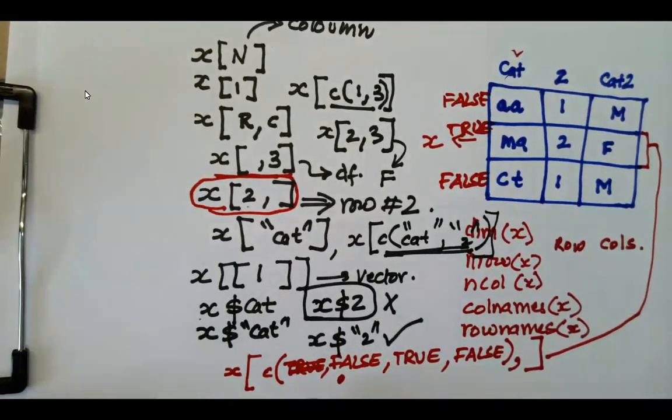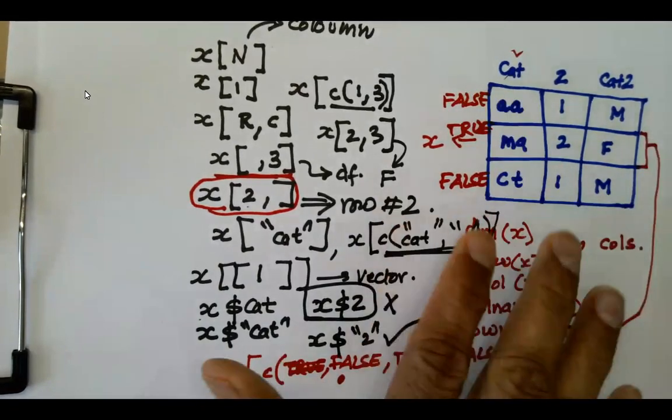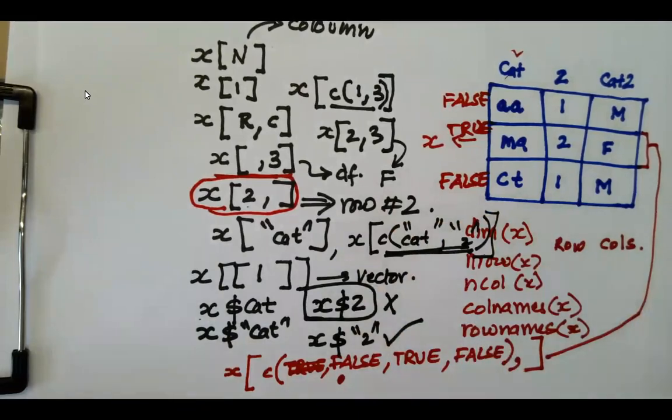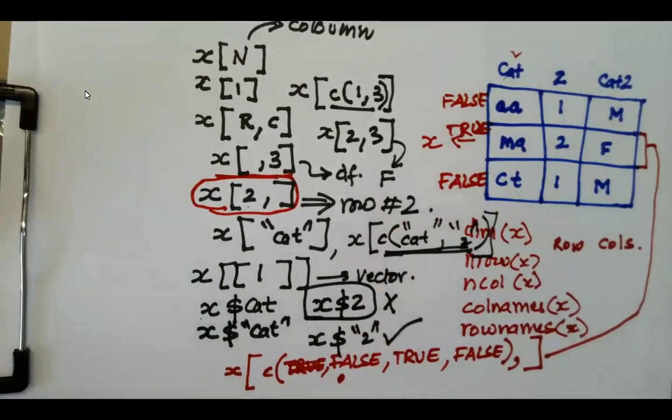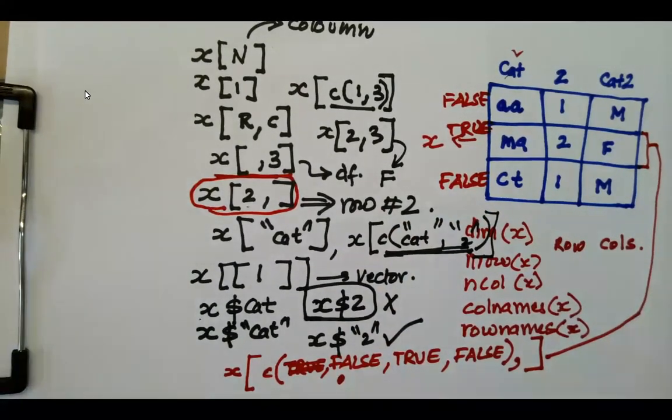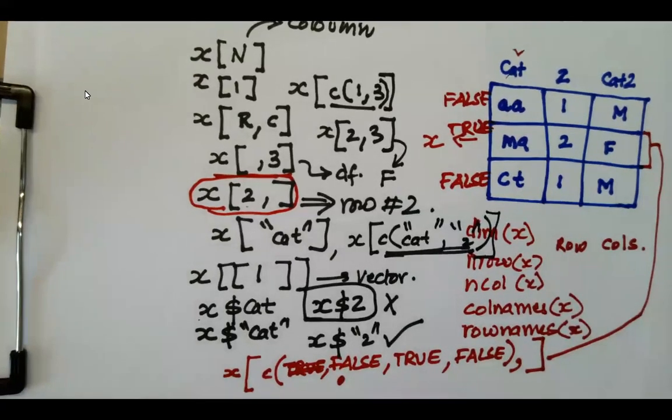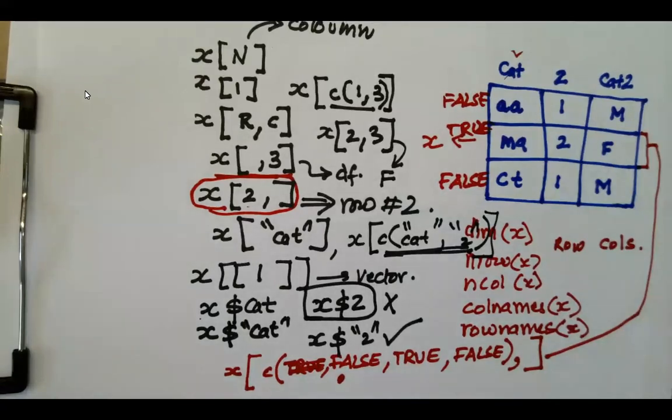Now, how do we get this logical vector? This is a small table, 3 by 3, not really a big table. But if you think about something with 10,000 rows, we can't essentially create a vector like this. It's just not possible to write true, false, true, false and go through each row to figure out whether it's a row I want or don't want. So we will create this logical vector based on certain criteria.